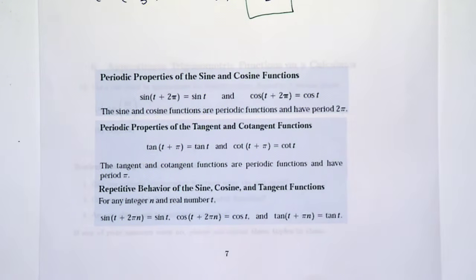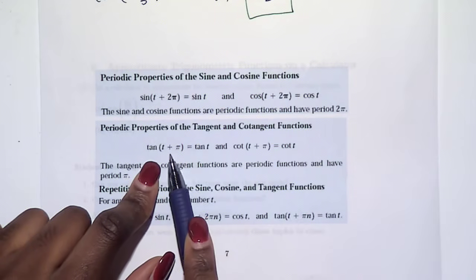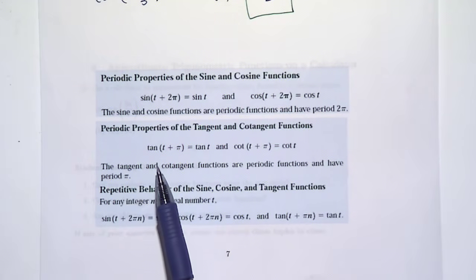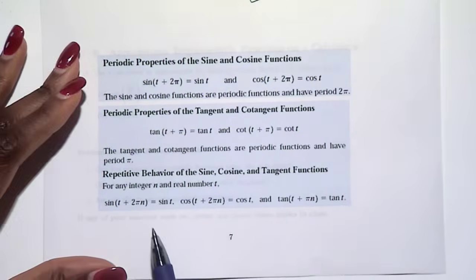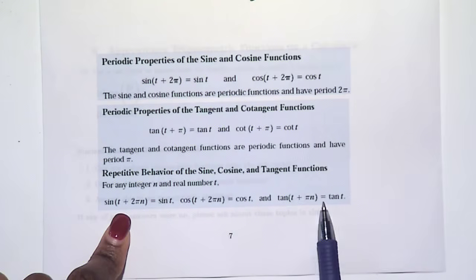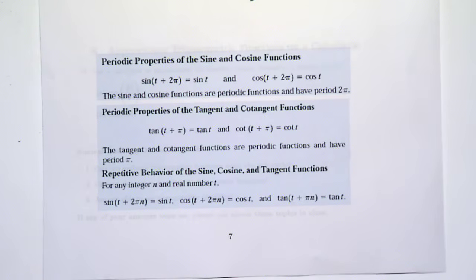Tangent and cotangent actually repeat after pi. They repeat much quicker, after only pi. So the period of tangent and cotangent is pi. In fact, we can use any multiple of pi or 2 pi to talk about periodic properties of our functions, but I'll do an example in the next video.